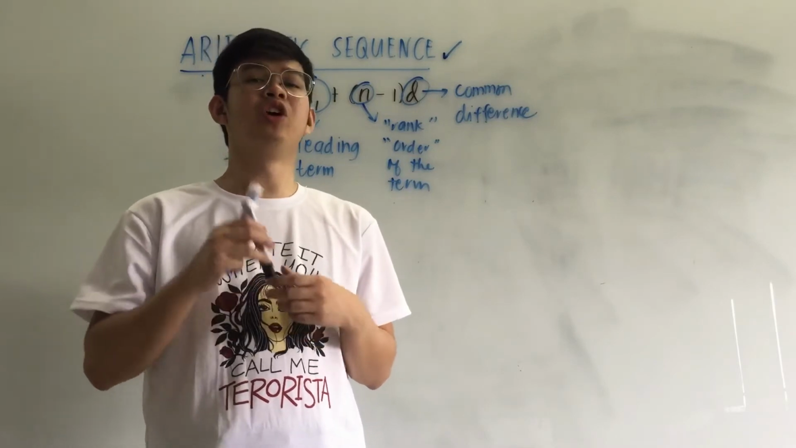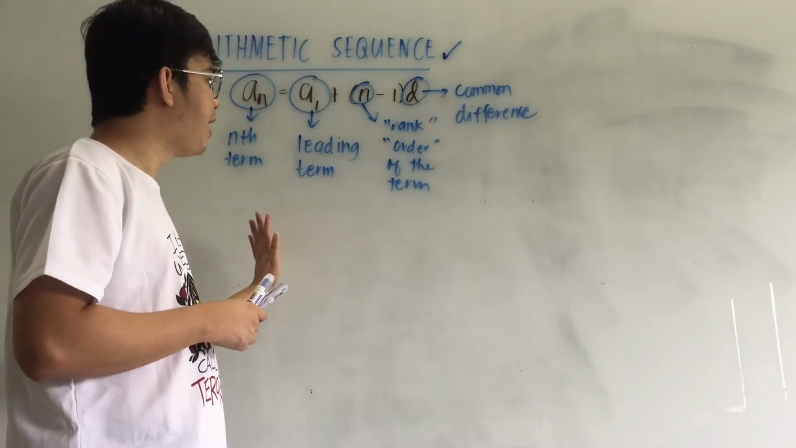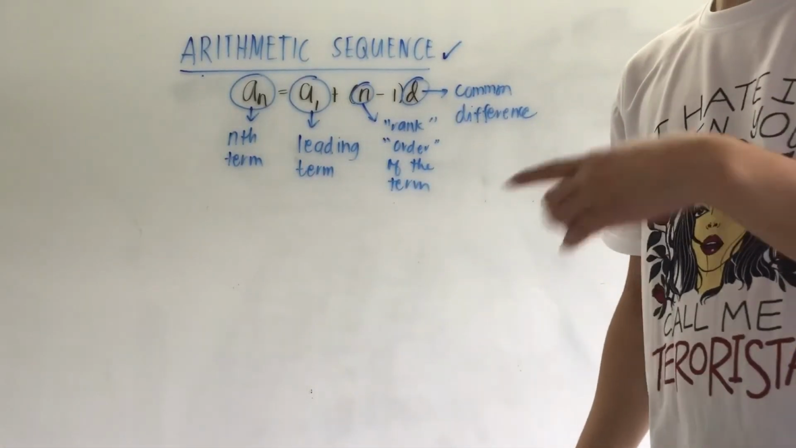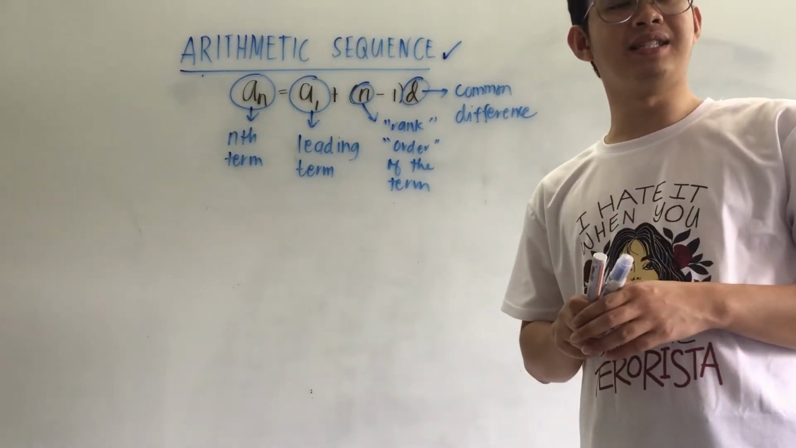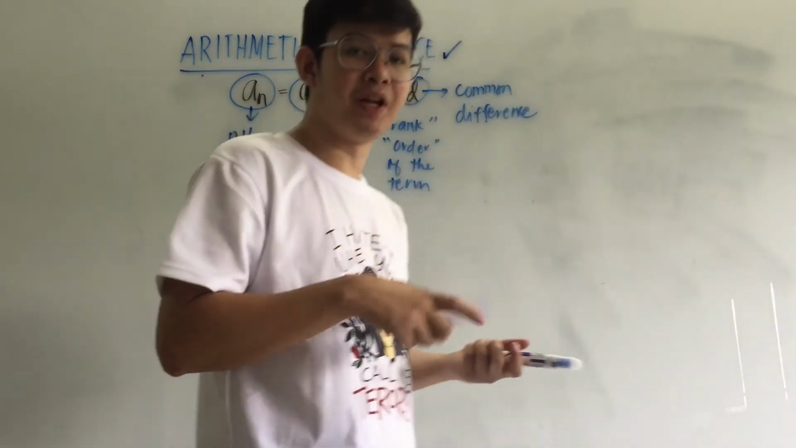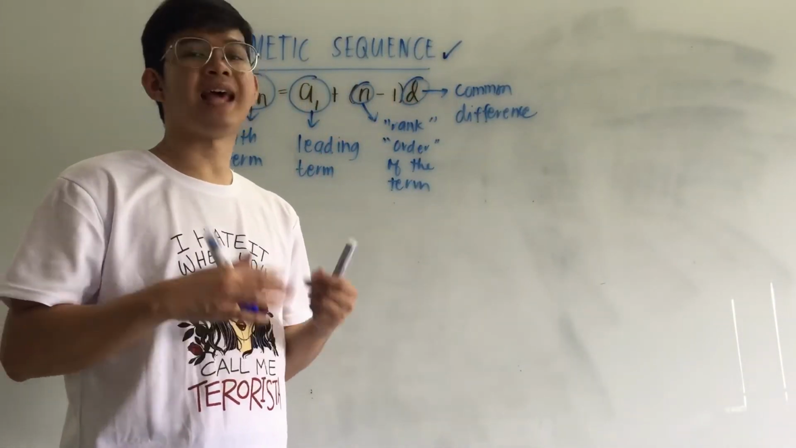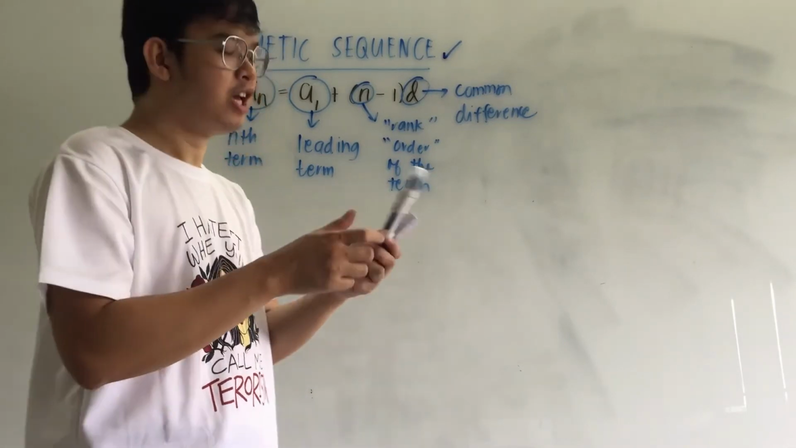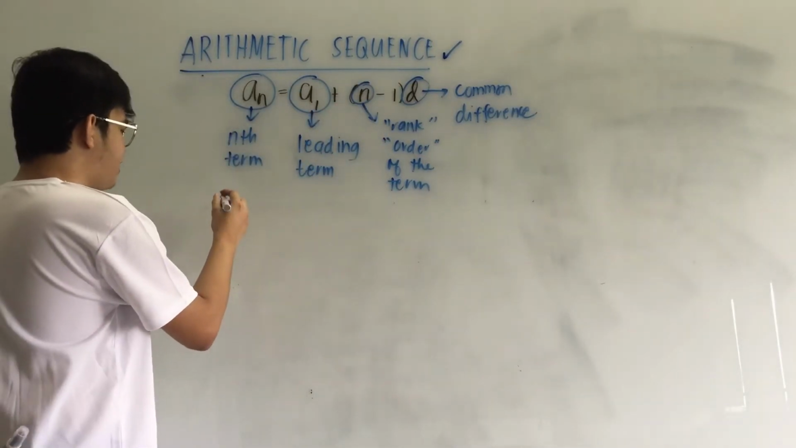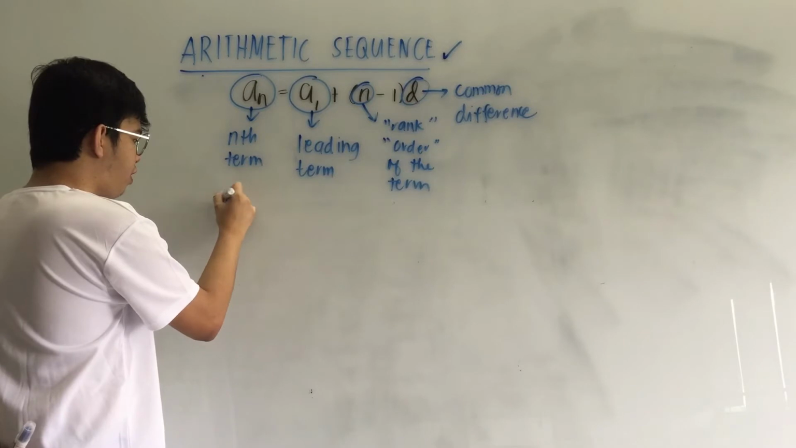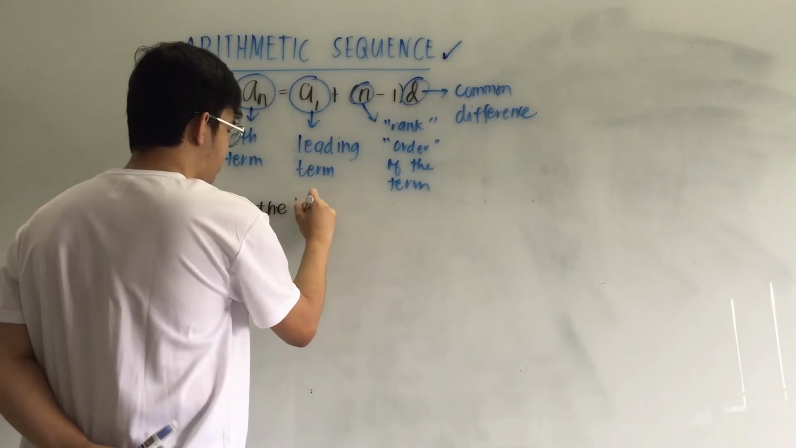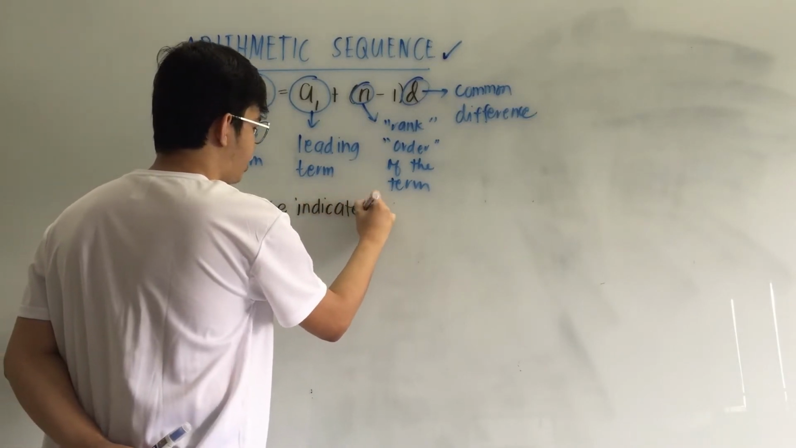Now, we will be solving different exercises or examples regarding this one. Let me just check my slides. So, for instance, we'll be starting with simpler examples, much simpler examples, so that you will have a grasp on how to use this formula. For example, find the nth term of the following, or solve for the indicated terms.